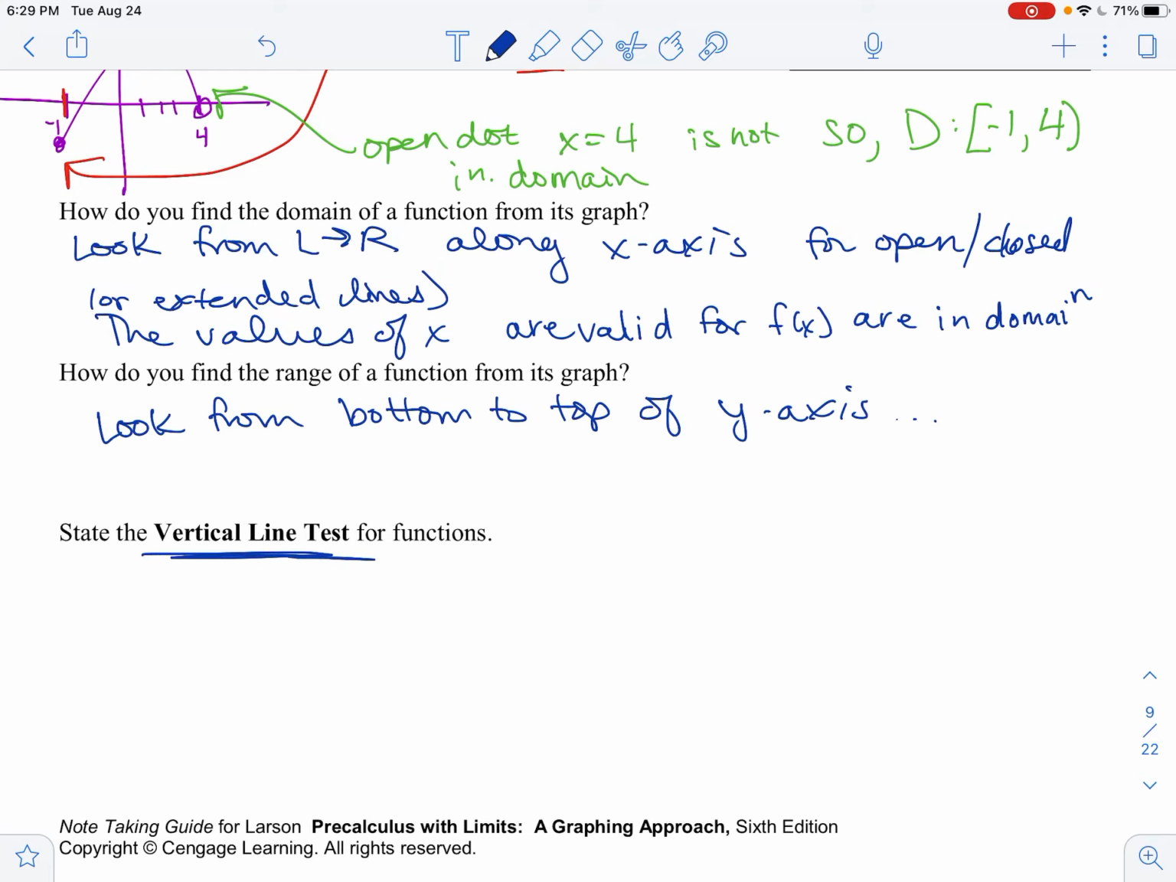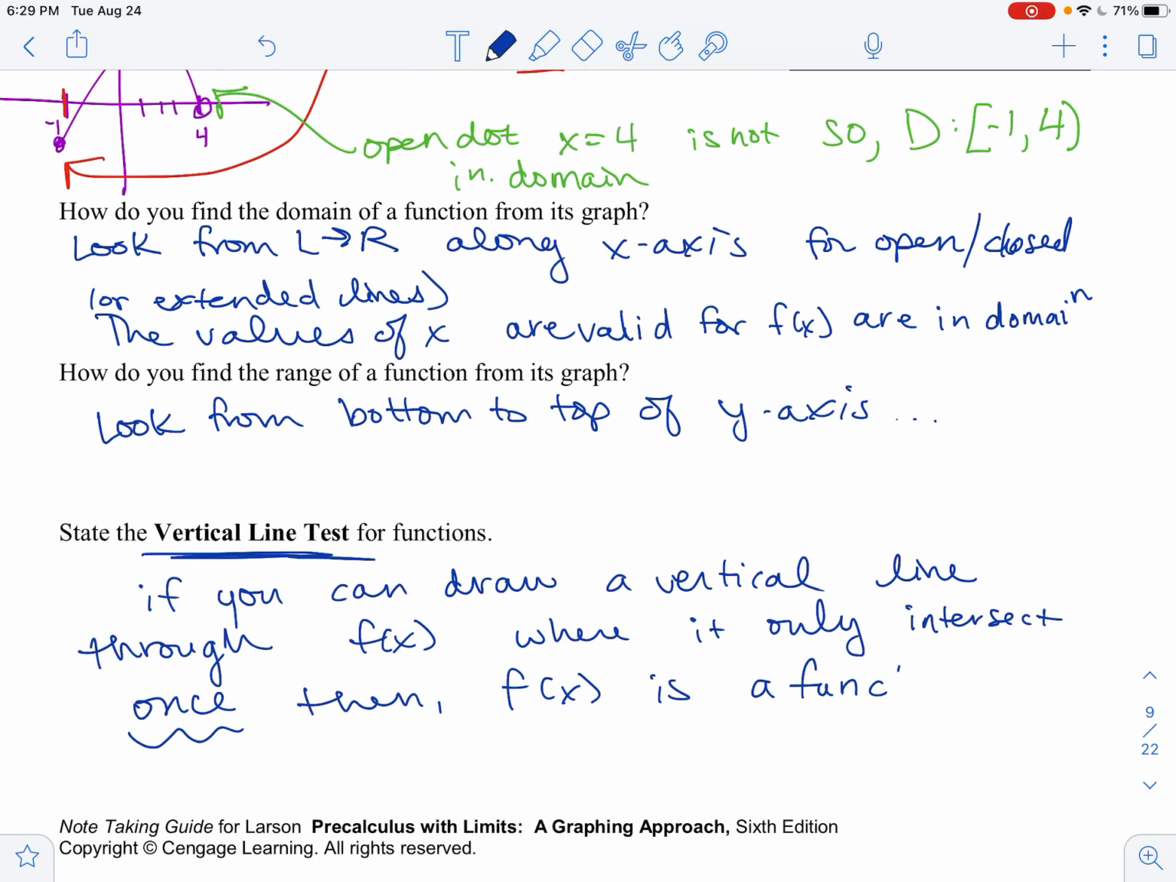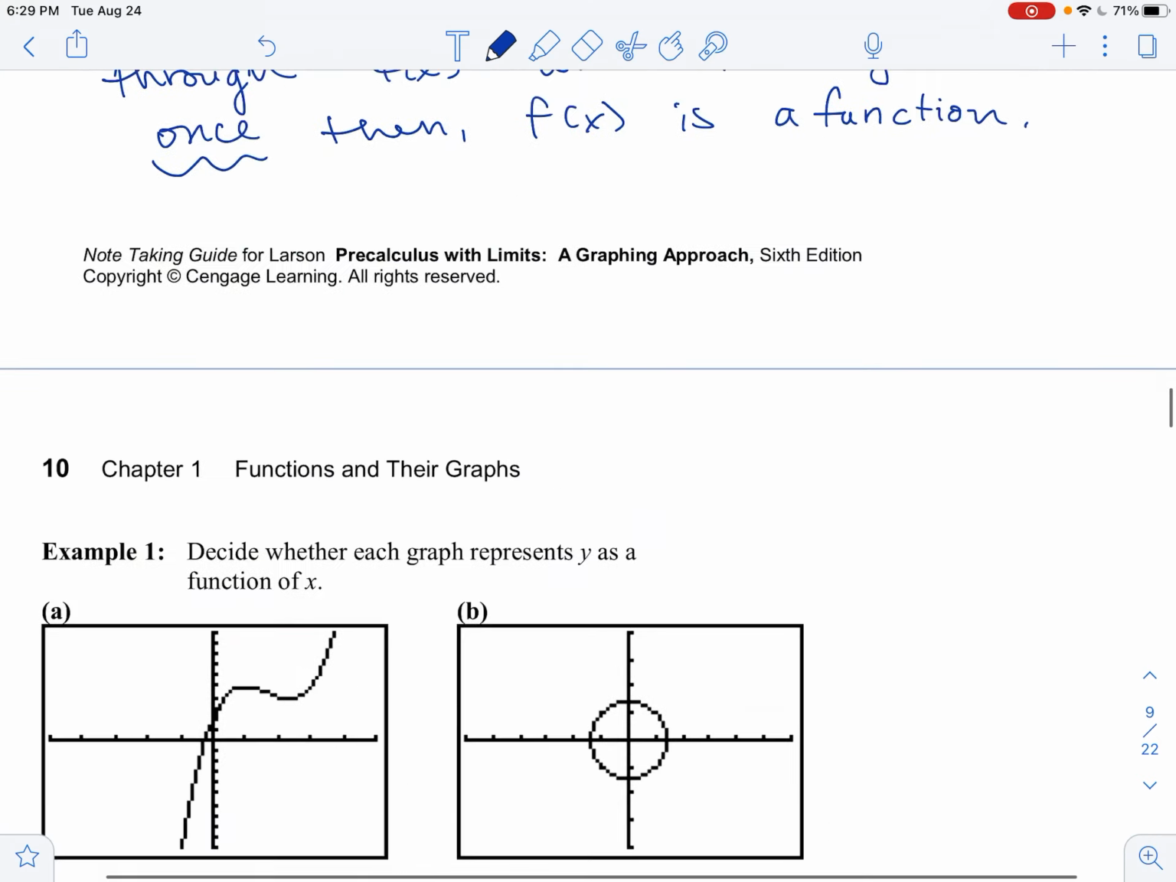So what's the vertical line test? We kind of went over this earlier, but if you can draw a vertical line through f(x) where it only intersects once, then f(x) is a function. Whereas if it hits twice or more, it's not a function.